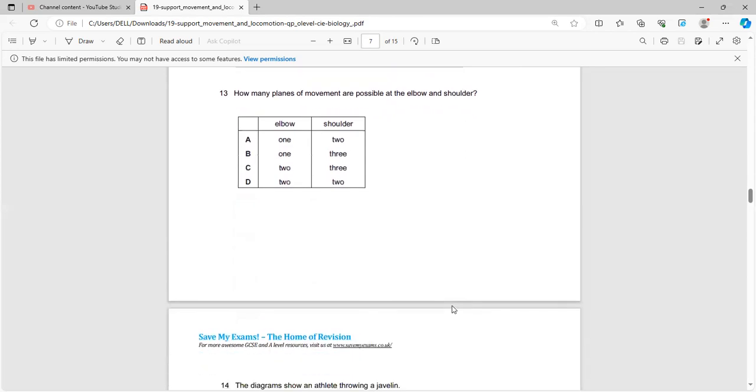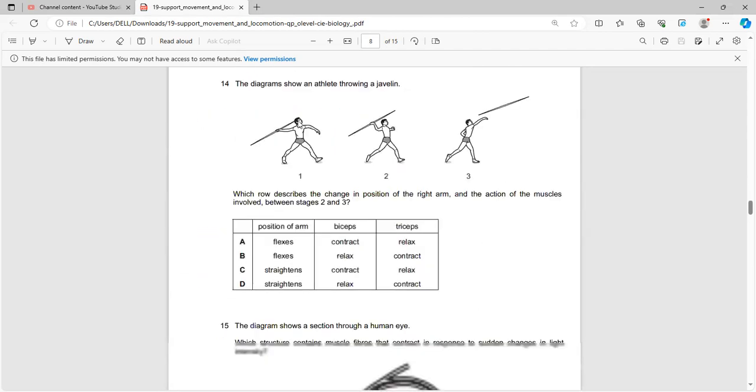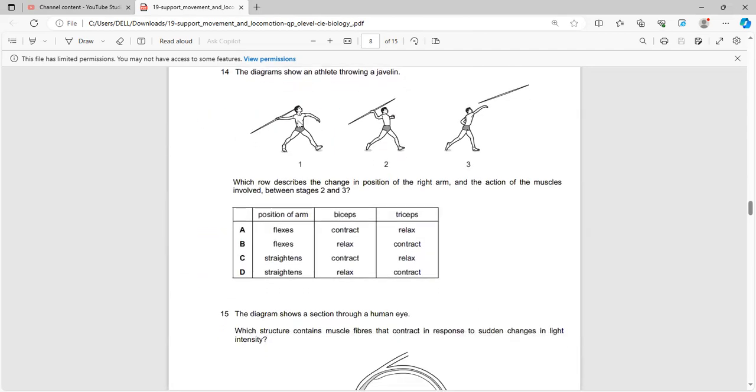How many planes of movement are possible at the elbow and shoulder joint? The elbow joint involves the radius and ulna and only allows movement in one plane, whereas the shoulder joint allows movement in all three planes. Now, over here as well, you can see that a person has fully extended his arm in number one, just like the two questions above. In number two, he flexes his arm, and in number three, again straightens it. So, C is the answer.